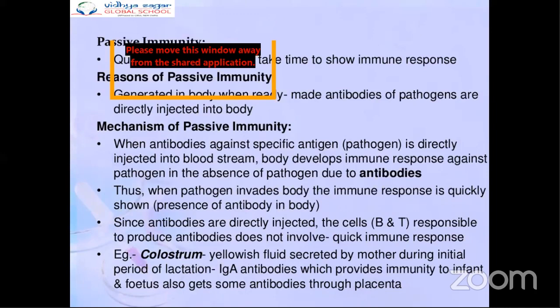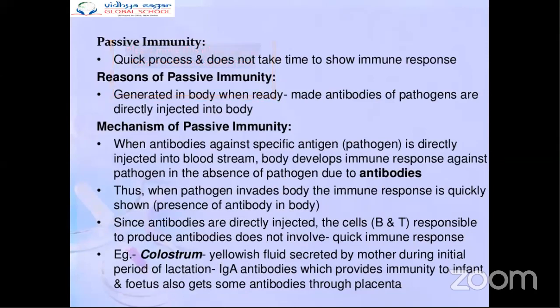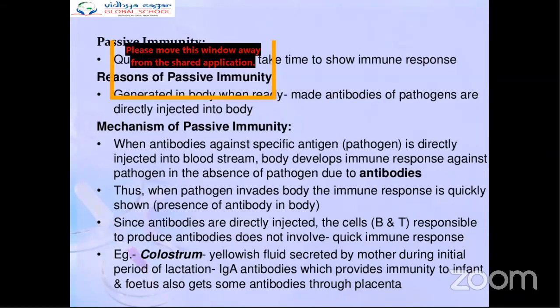So, the mechanism of passive immunity: when antibodies against a specific antigen are directly injected into the bloodstream, the body develops an immune response against the pathogen in the absence of the pathogen, due to the antibodies. Thus, when the pathogen invades the body, the immune response is quickly shown. Since antibodies are directly injected, the B and T cells responsible for producing antibodies do not get involved. There is a quick immune response.